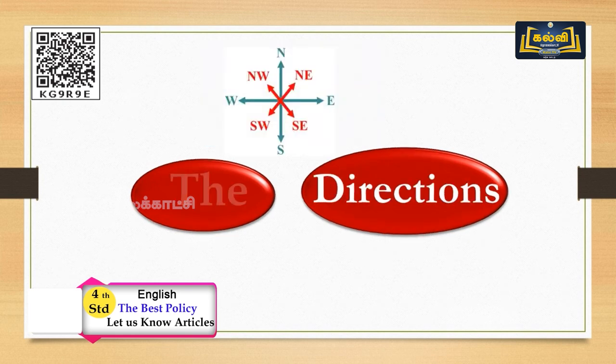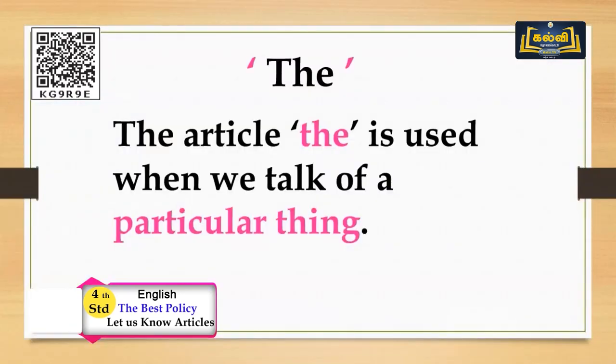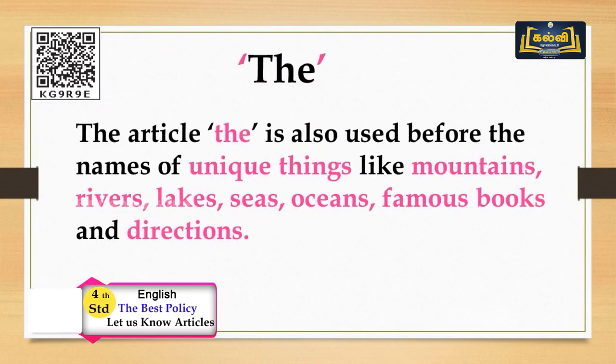And for the directions, the north side, the south side, we don't say "a south side" or "an south side". For the directions we use the article "the". So is it very clear for you? That is, for the particular thing and for the unique things, we have to use the article "the". Okay, if you see some more examples, I think you might be very clear about the usage of the articles.